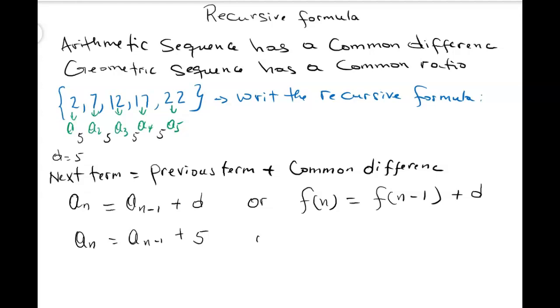Or you can say f of n equals f of n minus 1 plus the common difference, which in this case our common difference is 5. So it's plus 5. Okay, so a sub n equals a sub n minus 1 plus 5, or f of n equals f of n minus 1 plus 5.